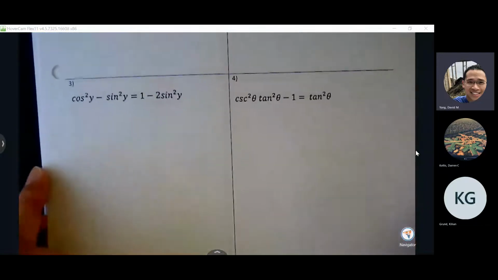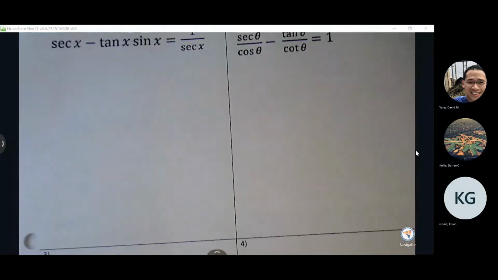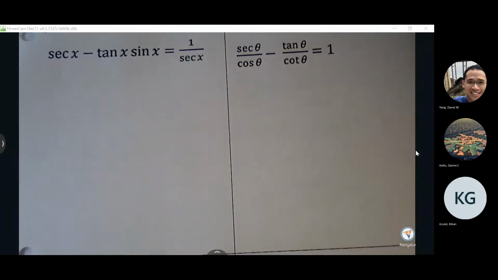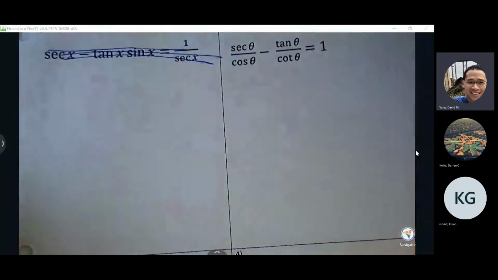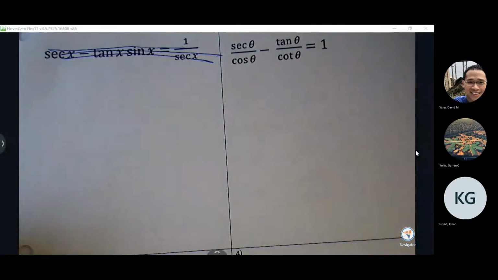On this packet here, worksheet 3, let me change this first problem here. I just want to do an identity, a sum and difference identity that we can try here.